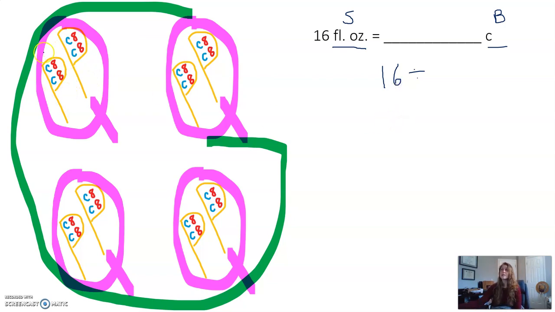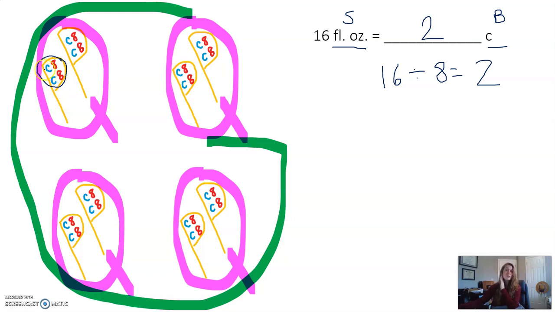Or we could just look at our chart over here. If I need to find 16 fluid ounces, well, here's 8 and here's another 8. 8 plus 8 is 16. So I'm only looking right here. Well, how many cups are in my circle? 2 cups. Another way to look at it is inside of 1 cup, there are 8 fluid ounces. So I would divide 16 by 8 to get 2. So whether you want to do it mathematically or by looking visually at the chart, we can see that when we have 16 fluid ounces, it's the same as 2 cups.